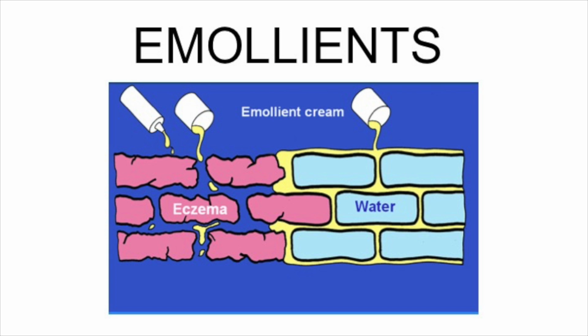Another common type of moisturizer are emollients. Emollients can form a barrier to transepidermal water loss when applied heavily, similar to how occlusives work. But unlike occlusives, emollients also repair the skin.